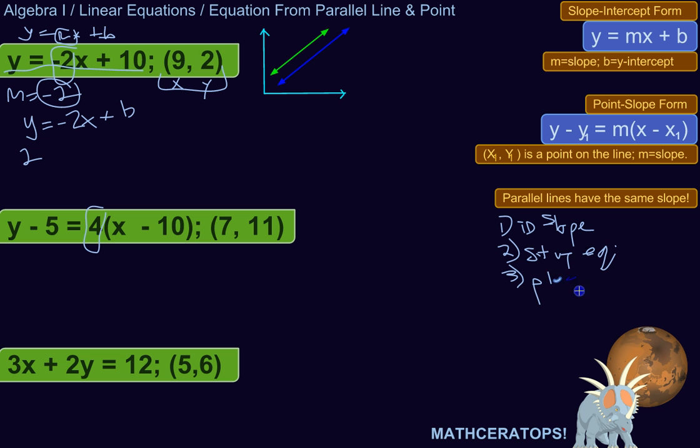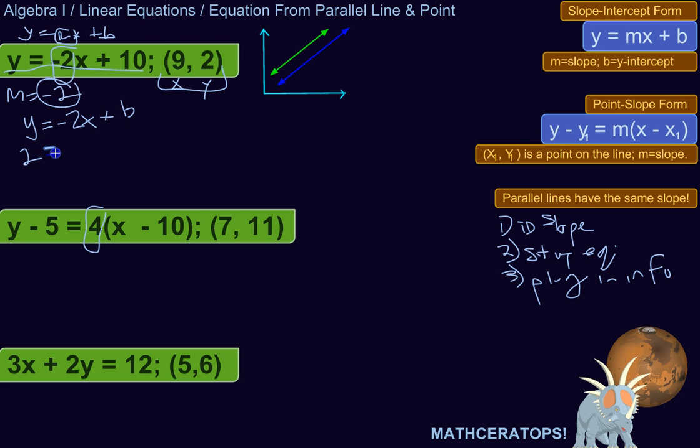Plug in info to figure out anything else that you need to figure out to write the whole equation. So in this case, we're plugging in this point that we know so that we can figure out what b is. Then I'll be able to write the whole equation.